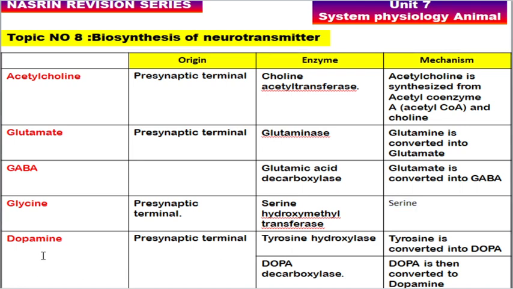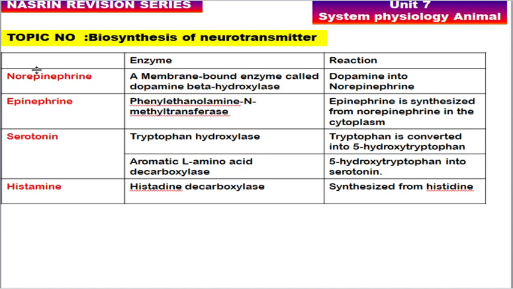Next is dopamine. Two important enzymes are involved in the synthesis of dopamine: tyrosine hydroxylase and dopa decarboxylase. Tyrosine hydroxylase converts tyrosine into dopa, and under the influence of dopa decarboxylase, dopa will be decarboxylated to form dopamine. Next is norepinephrine. The enzyme involved is a membrane-bound enzyme called dopamine beta hydroxylase. So norepinephrine will be produced from dopamine.